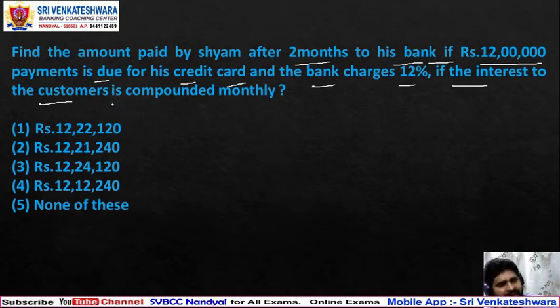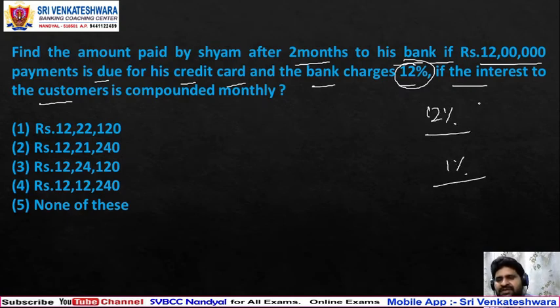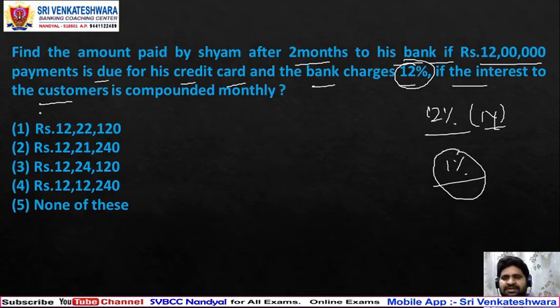Compounded monthly means, basically, the rate of interest is 12%. That means for every month we'll pay how much? 1%. Why? Because 12% is for 1 year. So for every month we'll pay 1%. For every month it is compounded, and they're asking how much you pay in 2 months. So clear? How do you pay in the 2 months? Look here, every month we'll pay at a rate of 1%.